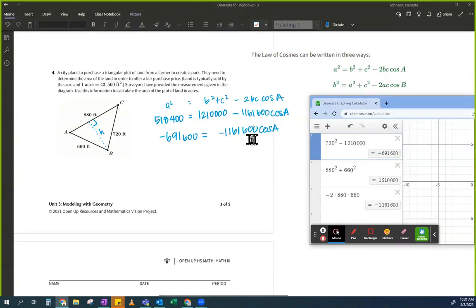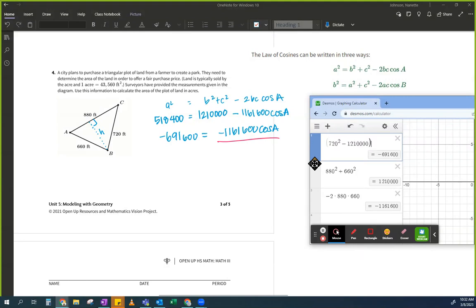Then you would do what? What would you do right here? What would you do next? Yeah, this is all solving. Once you plug into here, this is just simplifying. You're no longer in Integrated 3. I've pushed you down to Integrated 2 because this is just solving an equation with cosine in it. So divide out. Very good. So we divide by negative 1,161,600, negative 1,161,600.